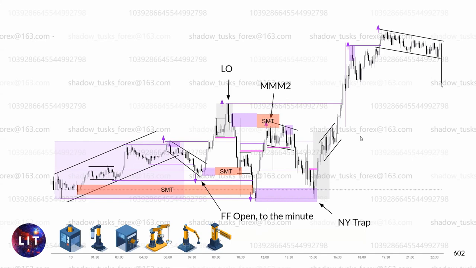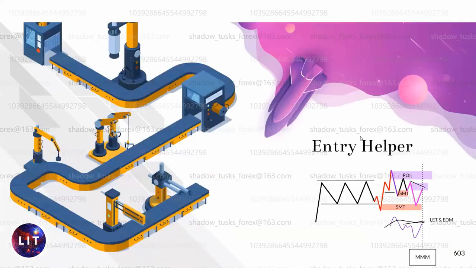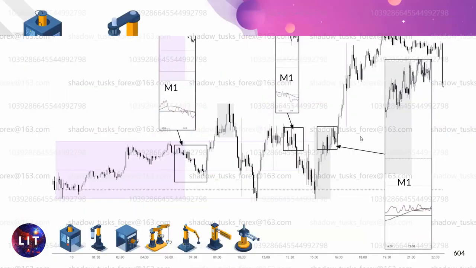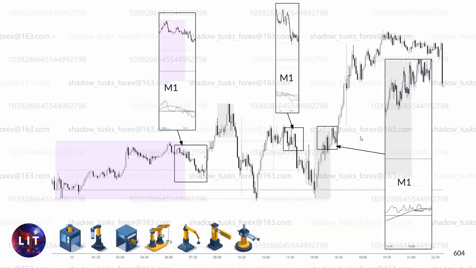So next up, we obviously have our entry helper. Again, I don't want to sound like I'm beating a dead horse, but this is always applied last. This is after your build-up inducement mitigation. So let's see what we've got on the entry helper. Yeah, okay, we're trading away from this inducement.